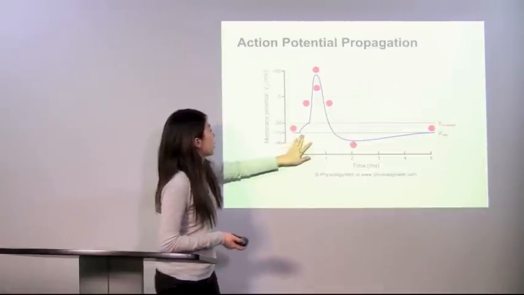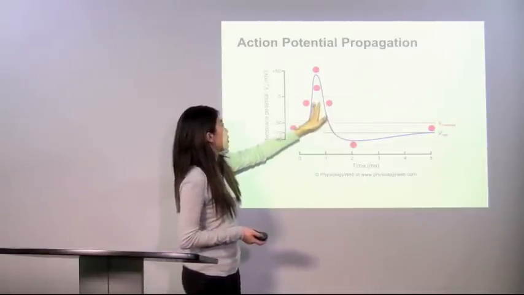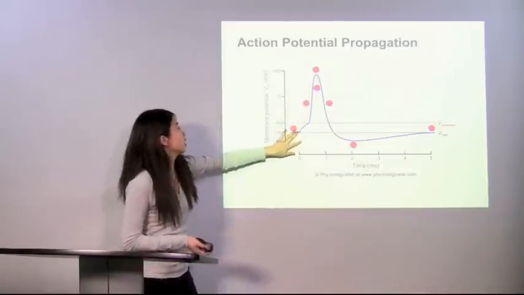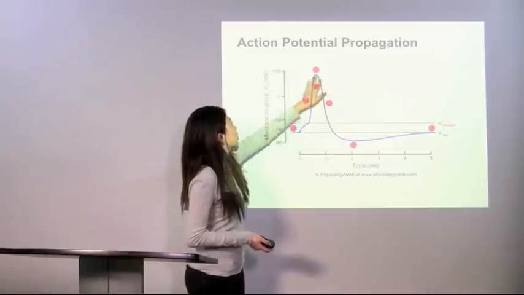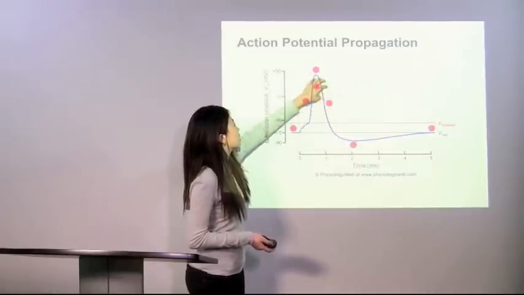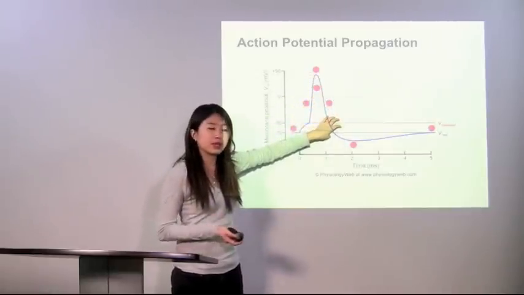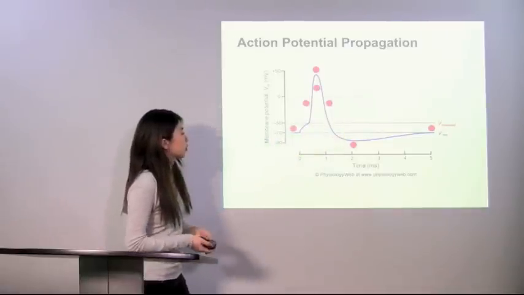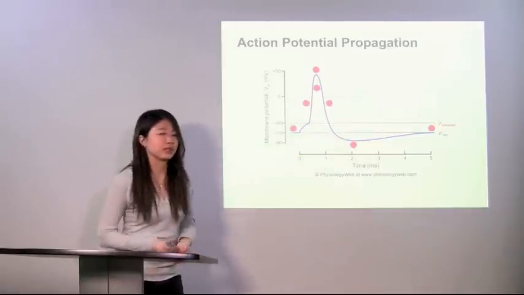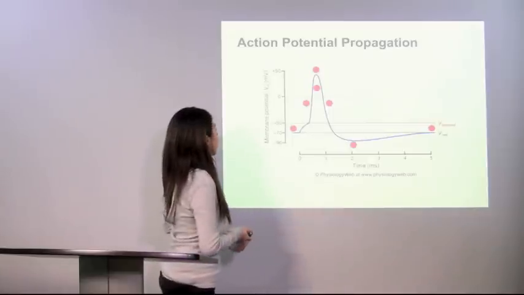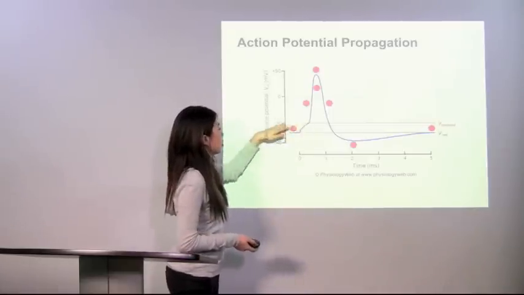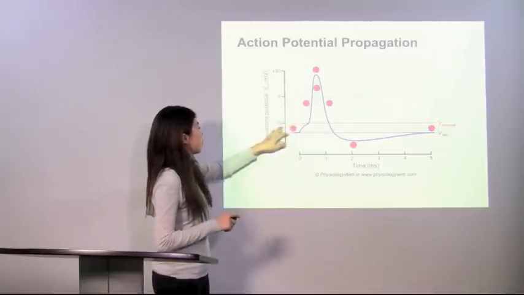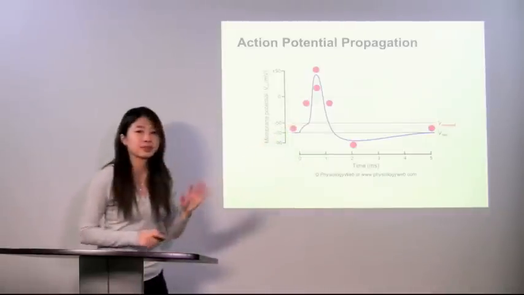And when it goes up, when it becomes more positive, this is called the depolarization. And when it reaches its peak, it will go down, and this is called the repolarization, which is when the cell tries to go to the resting membrane potential level. And this is the threshold. It is at approximately minus 50 millivolts.